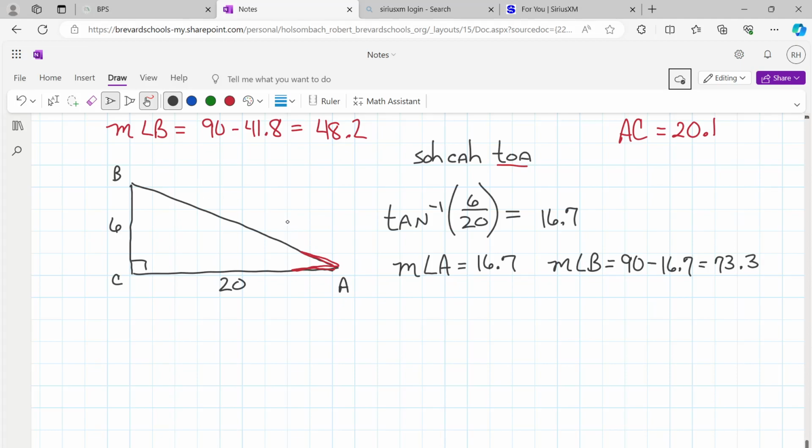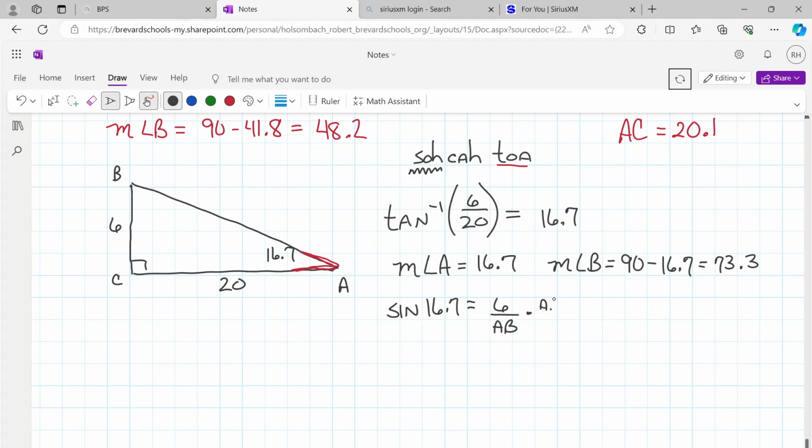And now we're going to find the hypotenuse. All right, side AB. So if this angle A is 16.7, again, you could use angle A or angle B. I'm going to use angle A. I'm going to use the 6, which is opposite, and I'm going to find the hypotenuse. Opposite and hypotenuse is sine. So we say sine 16.7 equals the opposite side over the hypotenuse, which is what we're trying to find, side AB.